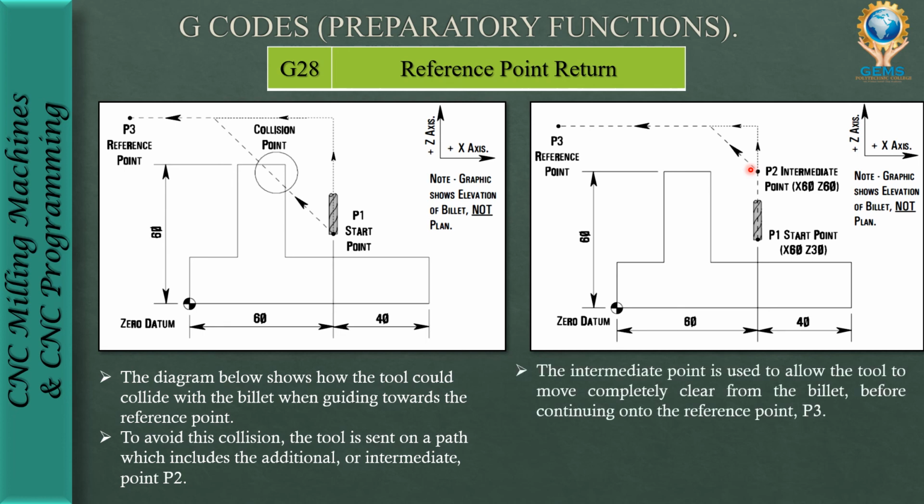If you give G28 alone, it will automatically come to the reference point. And if you give G28 along with the X, Y, Z intermediate point, it will come to the home position or reference point safely without breaking the tool.